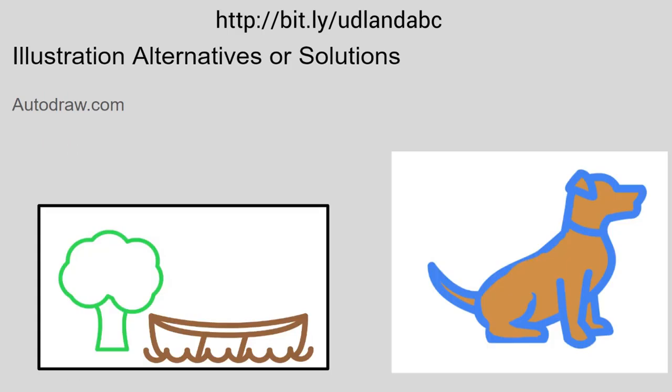There are a lot of illustration alternatives online, and one of them that's really fun is called autodraw.com, and it is free. You start drawing. It actually has artificial intelligence built into it. So you start drawing an image on the screen and it guesses what it is that you're drawing. It does not have to be a very detailed picture.